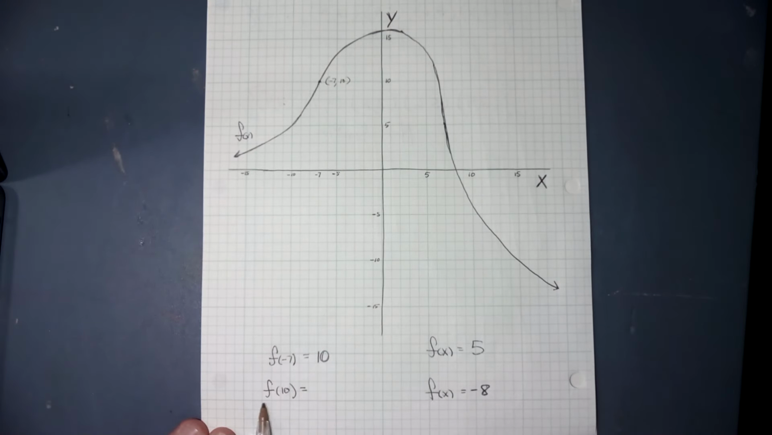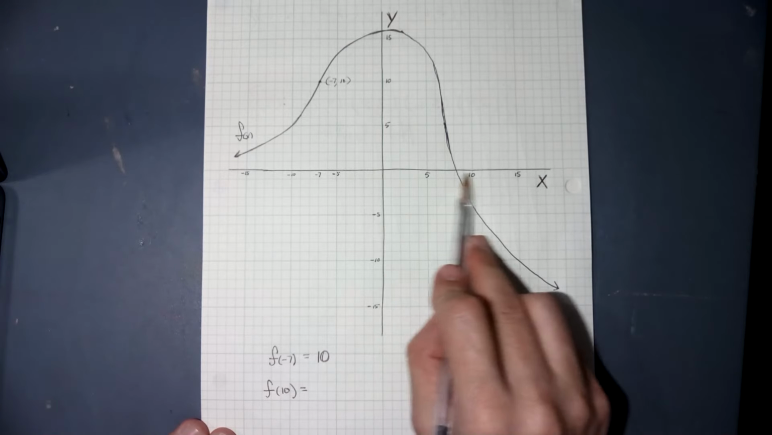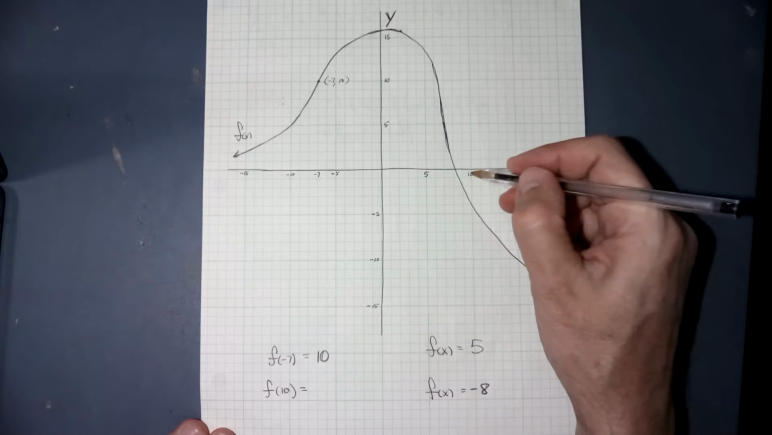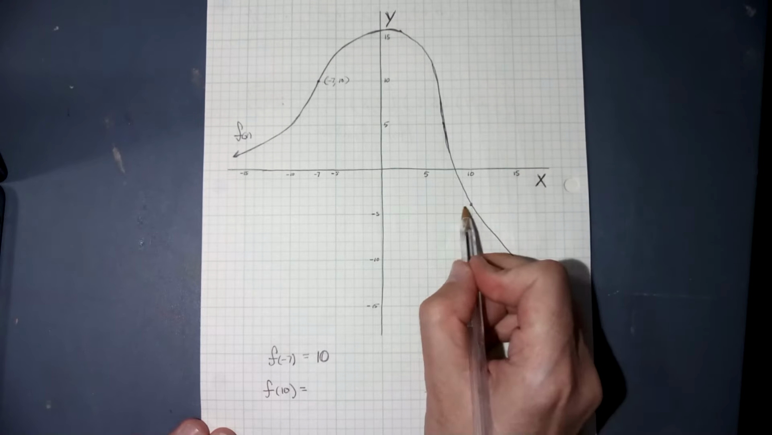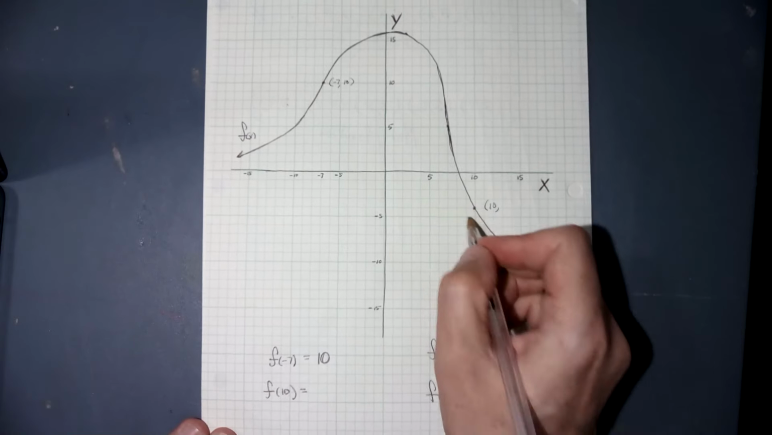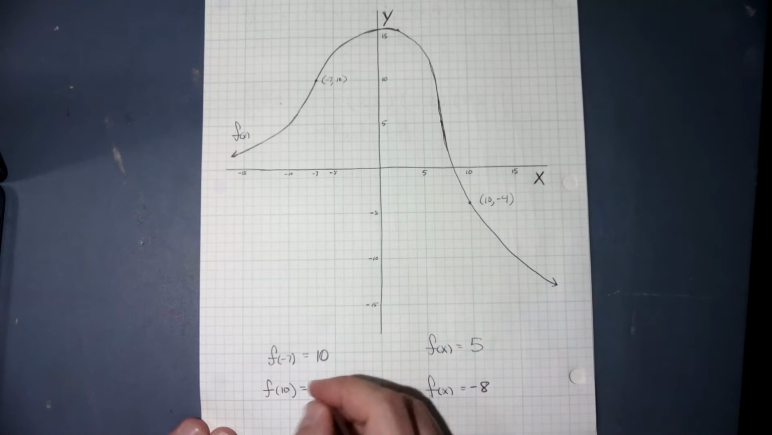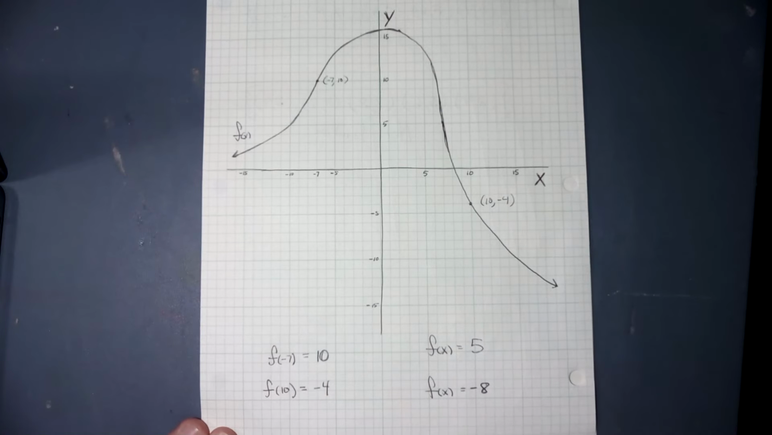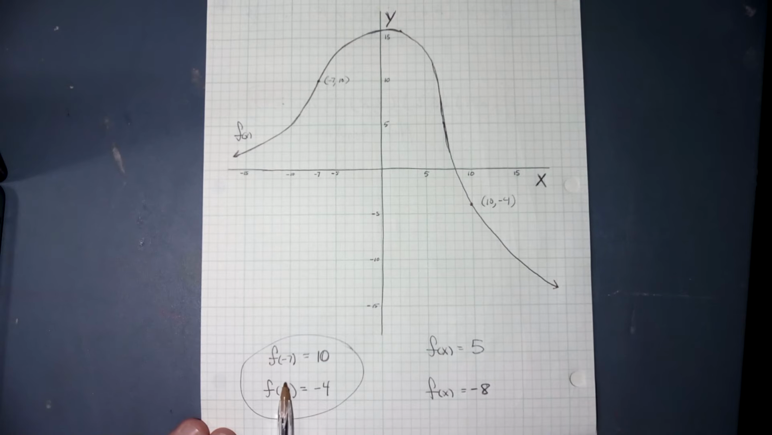If I wanted to find f of 10, I come along till I find the 10 value. I look down until I find where that graph crosses. I look across here to find the y value. So f of 10 has a y value of -4. So f of 10 is -4. Now, in general, if these are all functions, an input should only have one output. But let's go the other direction.